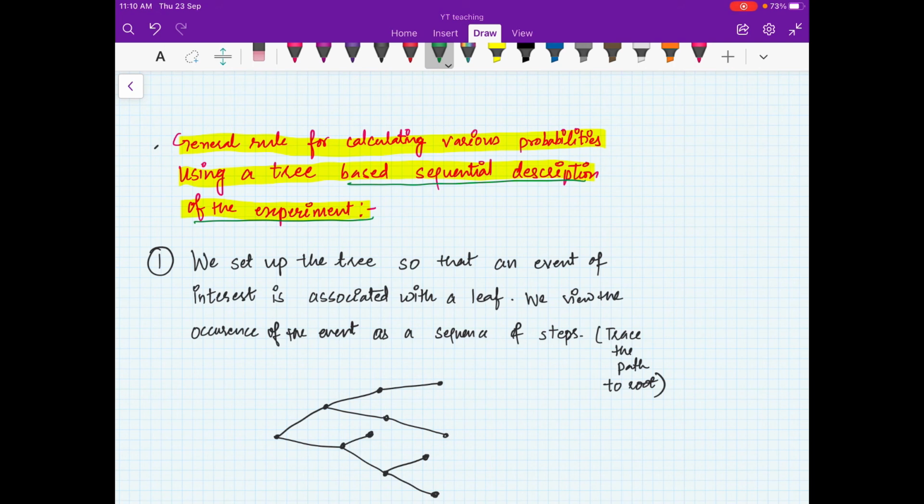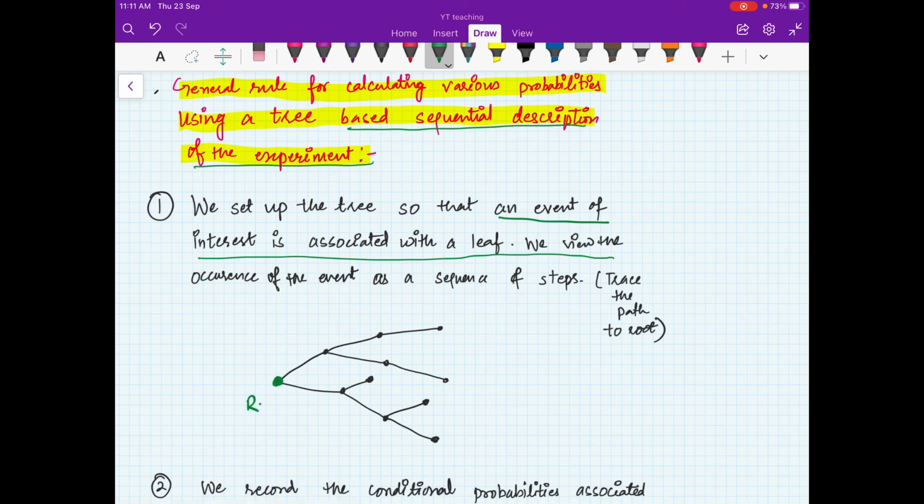Okay, so we will make a tree in such a way that an event of interest is associated with a leaf. Okay, so this is my root, this is branch, these are all leaves. This is a leaf, this is a leaf, this is a leaf. Let me make the root with red color. Okay, and branches I can take another color, maybe blue, right? Branches I am making with blue color. These are my branches, right? These are branches. Okay, and these are nodes or leaves.